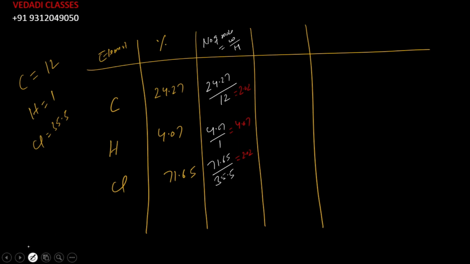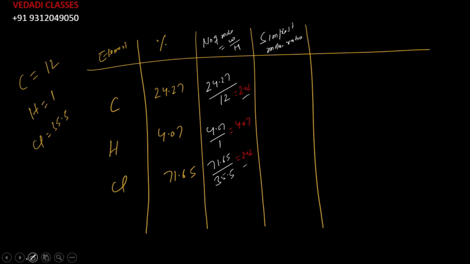Now what is the next column? The next column is the simplest molar ratio. I told you how to find the simplest molar ratio: out of these three values, the number of moles of these elements, take the one which is the lesser. The lesser one is 2.02.